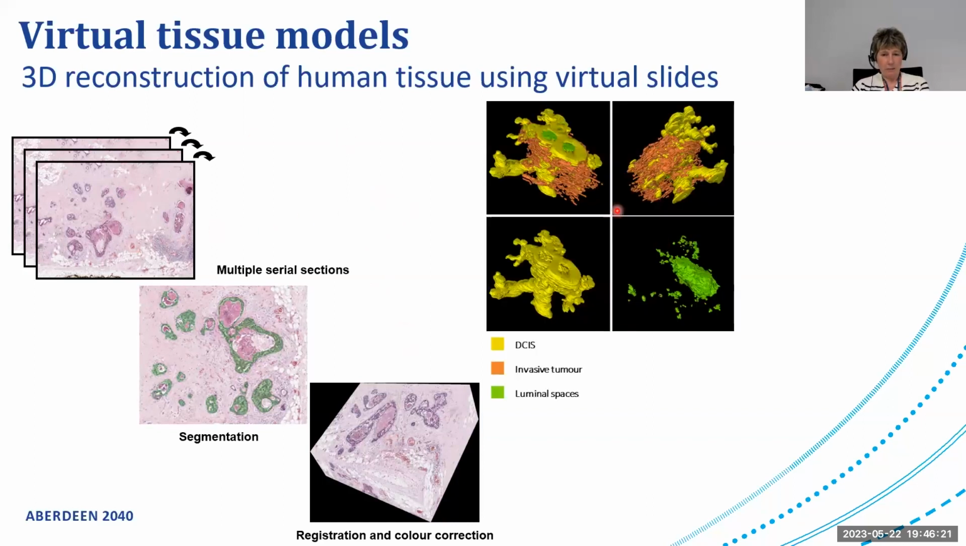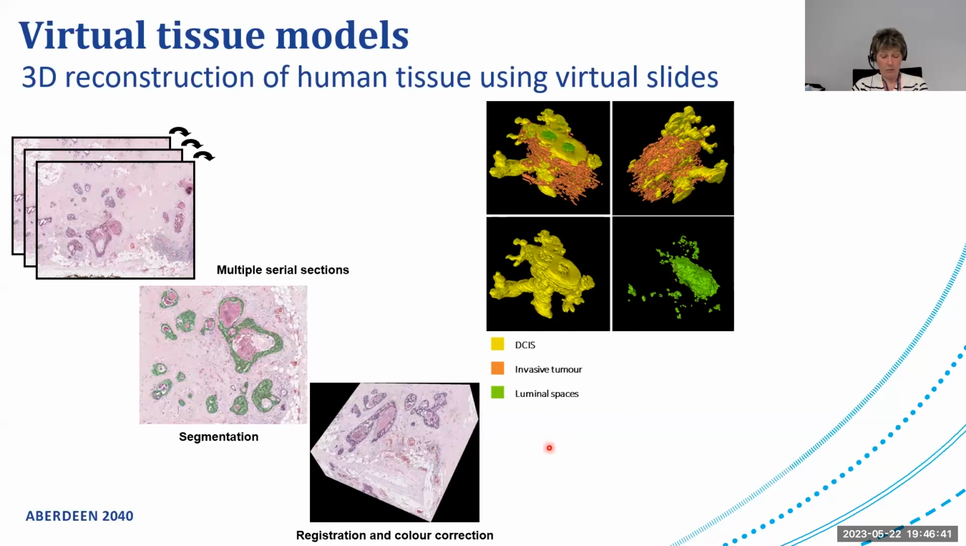So this is an artificially coloured reconstruction of DCIS shown in the yellow, and you can see the invasive tumour around the outside. So that's where the DCIS is starting to invade, and then the luminal spaces shown in the green.